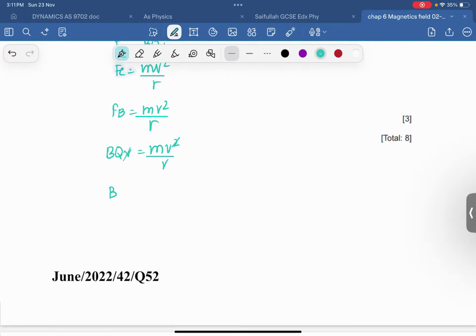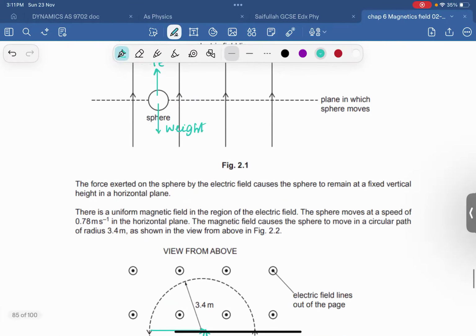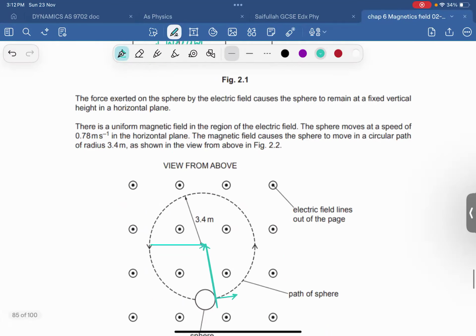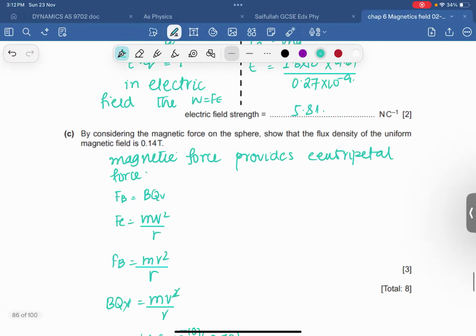We are interested in finding B. So the rest of the things would be the mass of the charged particle, which was 1.6 exponent negative 10, and the velocity of the charged particle, given as 0.78, divided by Q, which has the value of 0.27 exponent negative 9, and the last one is R, which is 3.4, I think. So now you can calculate.